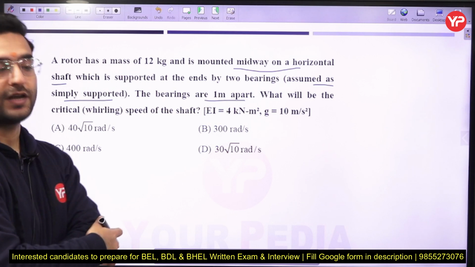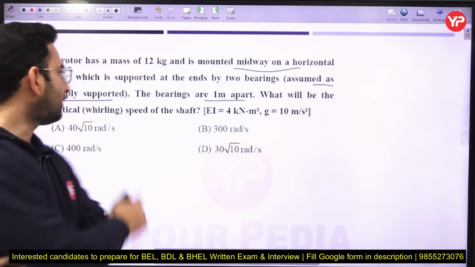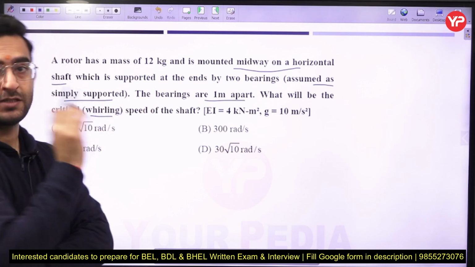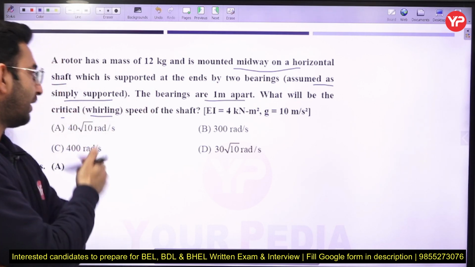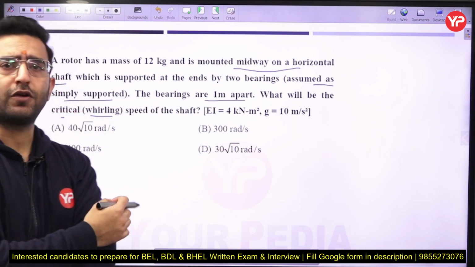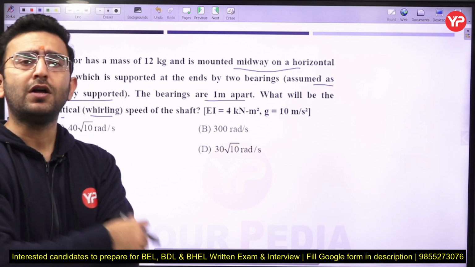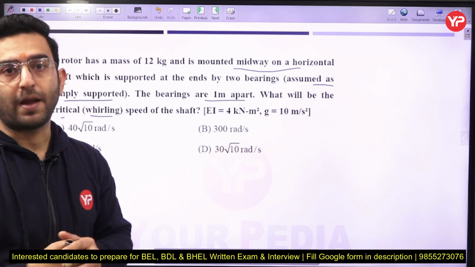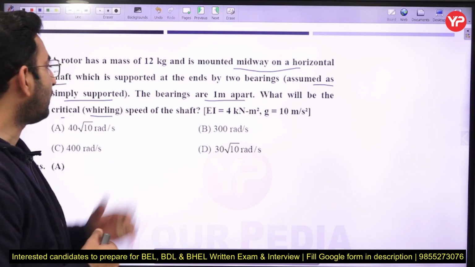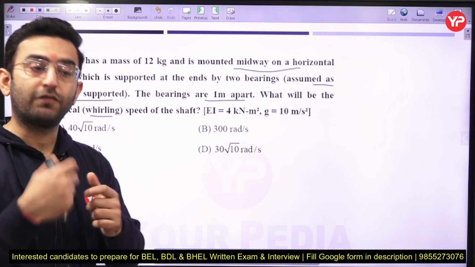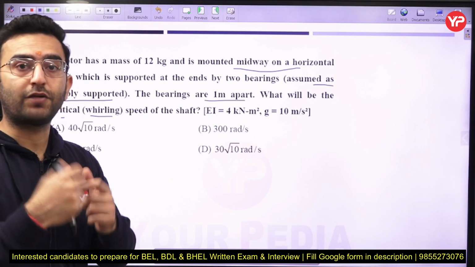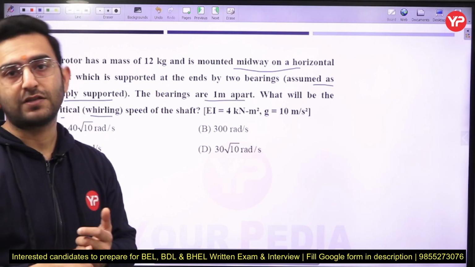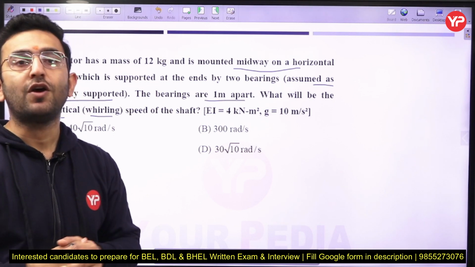First of all, just understand the meaning of critical speed. The critical speed, whirling speed, and whipping speed are all the same speed. Basically, the critical whirling or whipping speed is that speed of the shaft at which the vibrations of the shaft in the transverse direction have an infinite amount of amplitude. So when the shaft tends to vibrate with a very large magnitude in the transverse direction, that particular speed is known as the critical speed, also known as the whirling speed or the whipping speed.